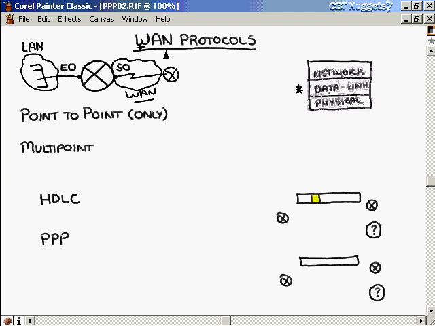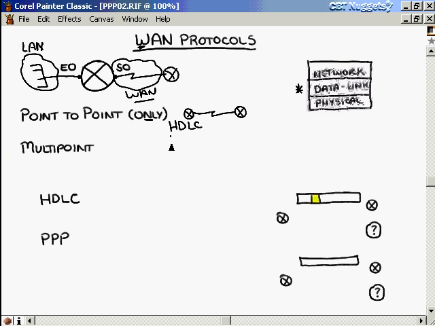Layer 2 WAN protocols can be divided into 2 distinct groups, the first of which is the group that supports point-to-point connectivity only. This is the only type of connectivity they'll support. Let me explain what I mean by that. I can have a router here, a serial link out of that router connected to an endpoint of another router. Understand that there are only 2 endpoints on this connection, and that's why it's called point-to-point. 2 of the most common protocols assigned to support this type of connectivity are, first, HDLC, which stands for High-Level Data Link Control, and then the protocol we're studying today, PPP, or Point-to-Point Protocol.